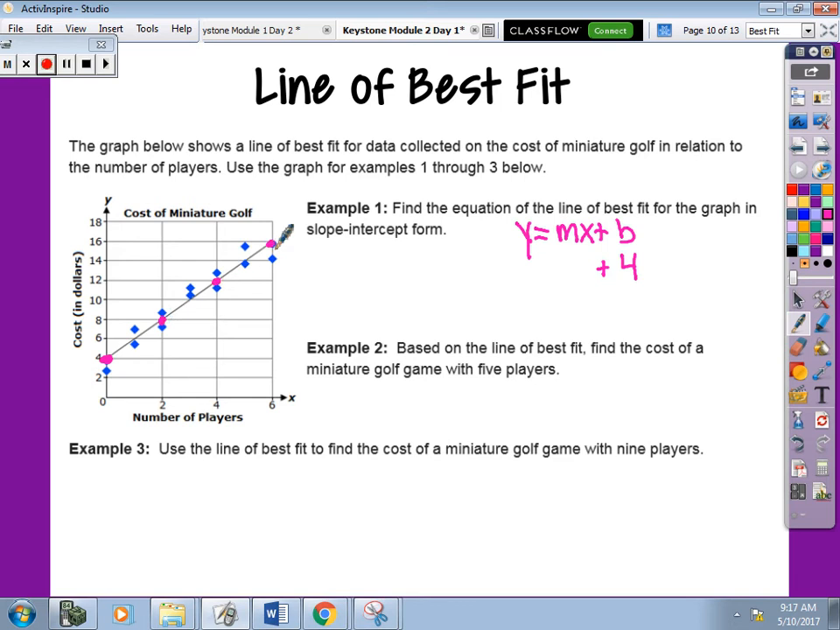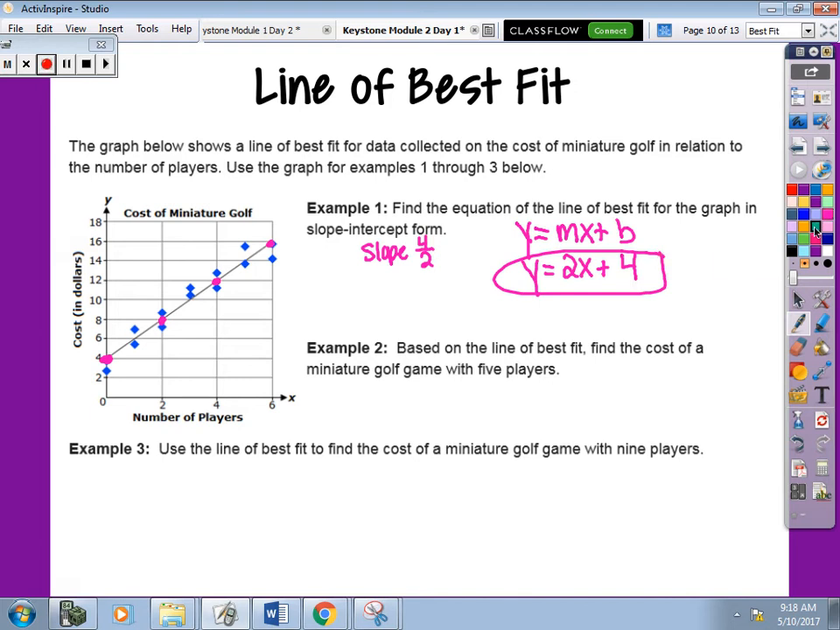Make sure you don't think it's up 2 over 1, which actually will work, but it really goes up 4 and over 2, which would then reduce to 2. But not always will that happen. So y equals 2x plus 4. Now, if you were to take these points and put them in your stat edit, it would also get you the same equation, but this was a little bit faster.